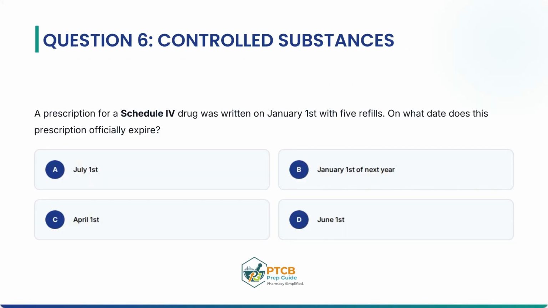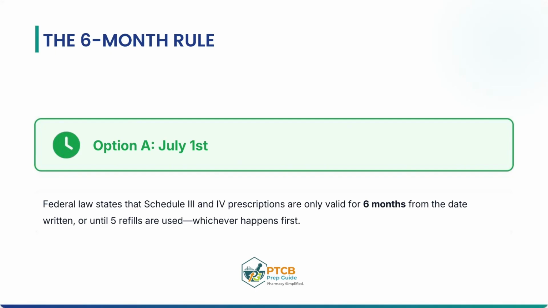Let's dive into question number 6. A prescription for a Schedule IV drug was written on January 1st with 5 refills. On what date does this prescription expire? Option A, July 1st. Option B, January 1st of next year. Option C, April 1st. Or option D, June 1st. The correct answer is option A. Federal law says Schedule 3 and 4 prescriptions are only valid for 6 months from the date they were written, or until the 5 refills are used, whichever happens first.